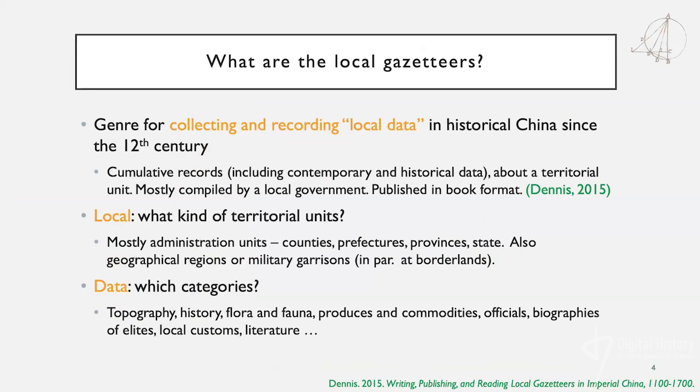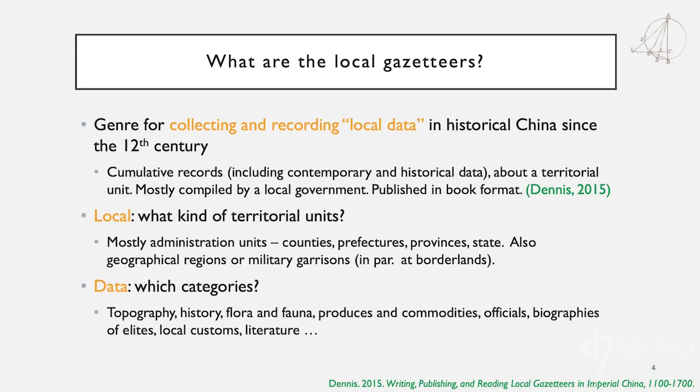I'm borrowing a definition from my colleague, Joe Dennis. The local gazetteers are cumulative records. That means that they include not only contemporary data, but also historical data that they can trace about a territorial unit, and most of them were compiled by a local government, mainly initiated by a local official, and he would call a team of local literati who were trained in classics and who could write and compile works, and then they were published in book formats.